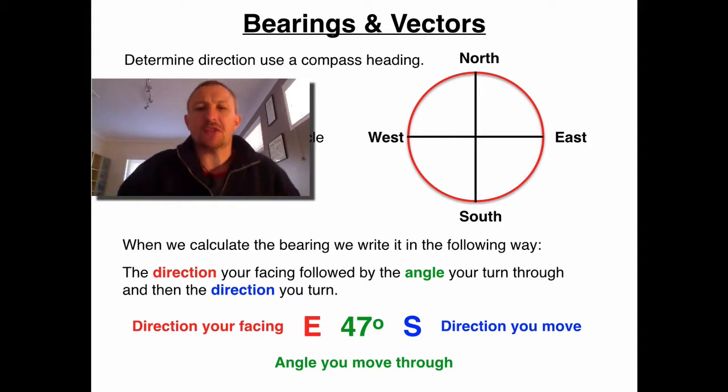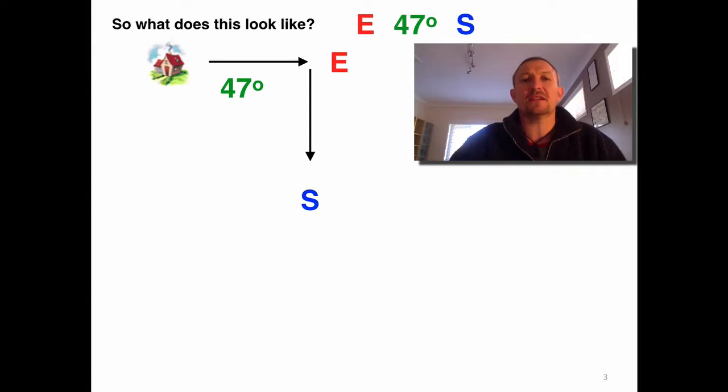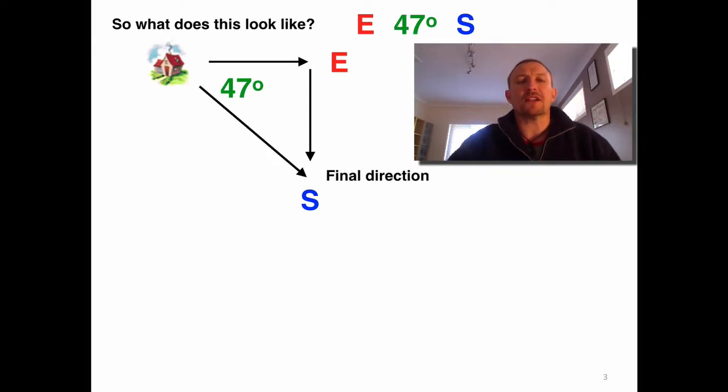Okay, so let's just show that in a little bit more detail so you can follow it. So here's my bearing, east 47 degrees south. From home, I look in an easterly direction, I move 47 degrees in a southerly direction, and then my final direction that I'll be facing will be that arrow which is on the diagonal. I hope that makes sense. So whenever you write it, you always write it in that format: the direction I go, the angle I move through, and then the direction I've got to move that angle. Hopefully that will make sense, and with a little bit of practice it will become clearer.